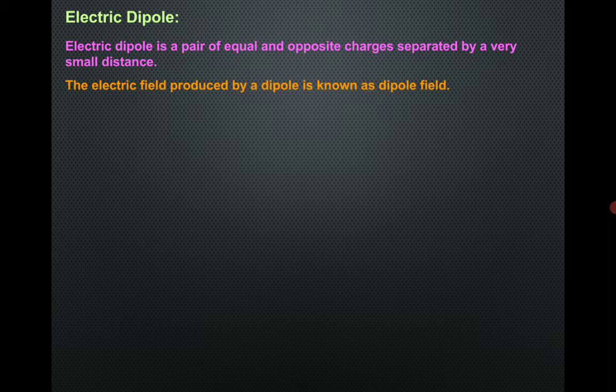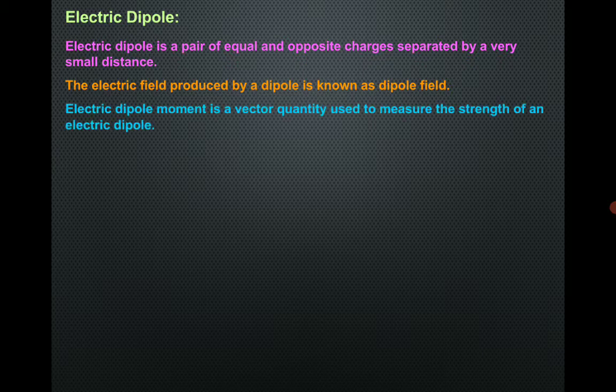Electric field produced by a dipole is known as dipole field. Electric dipole moment is a vector quantity used to measure the strength of an electric dipole. So whatever the strength of the dipole, it is measured by the dipole moment, which is represented by small p, a vector quantity.